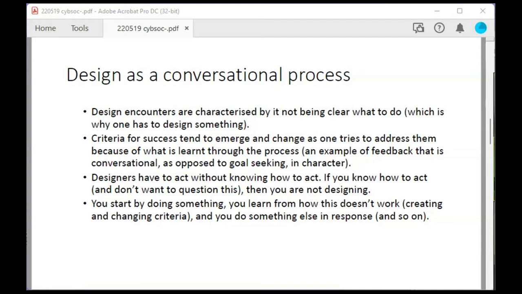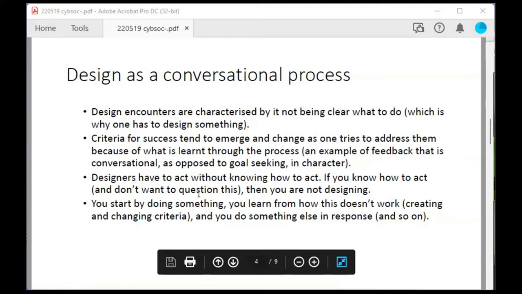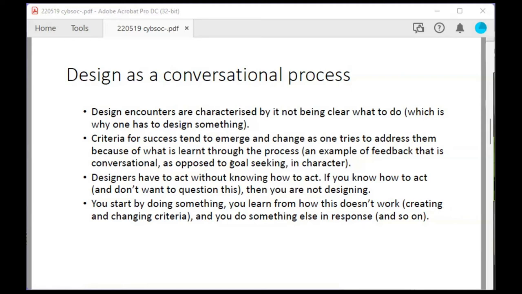The key point in design to get across quickly is that you don't have the criteria in advance. When you're being a designer, you're dealing with situations where it's not clear what you should do. And that's why you have to design something. If it's clear what you have to do, you're not being a designer in that moment. The criteria for success are created and changed by trying to do things. So one tries to act, and by acting, you learn, new criteria emerge. And this is why you can't analyze the situation in full in advance.